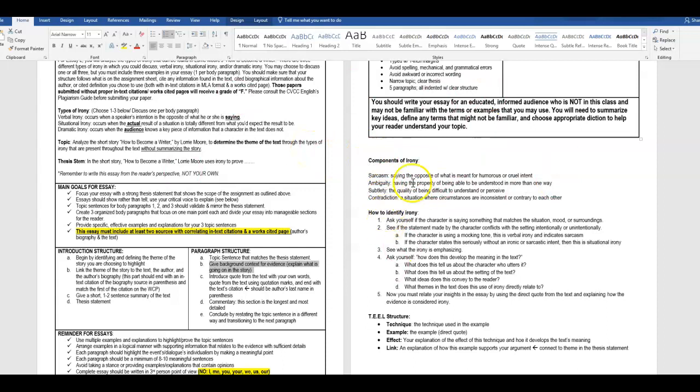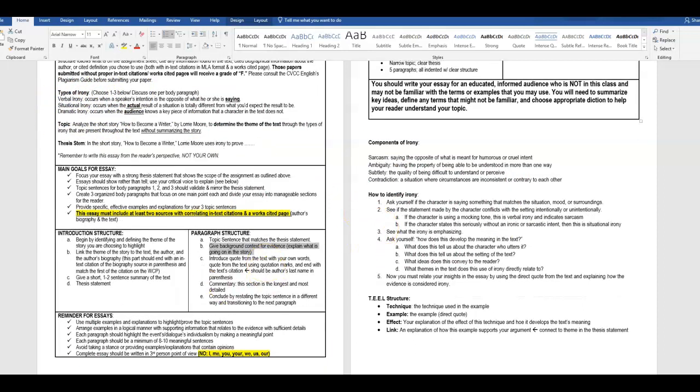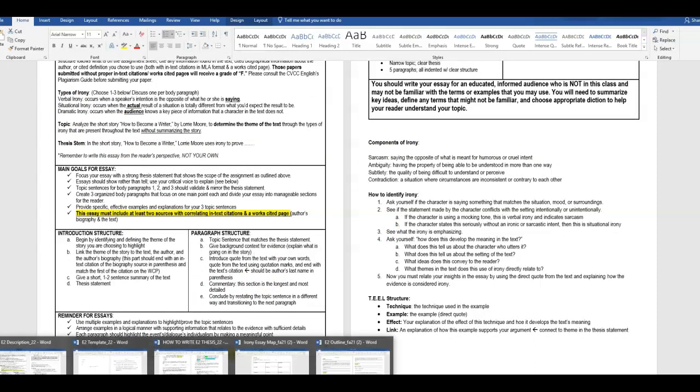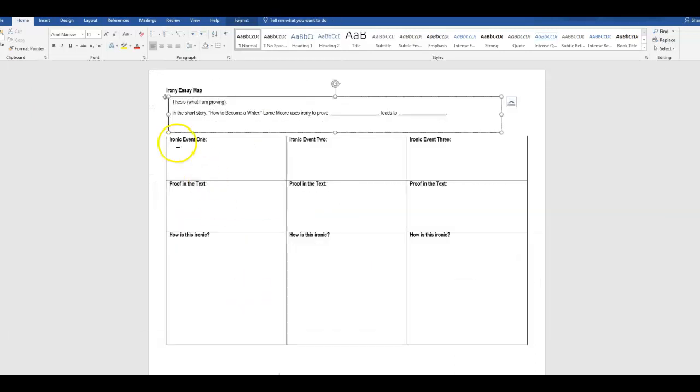Here are some components of irony that you can look for in the text: sarcasm, ambiguity, subtlety, contradiction. When you find these in the text, they would be good examples of irony for you to use. Okay. So let's move on to the map. Let me show you what goes on the map.